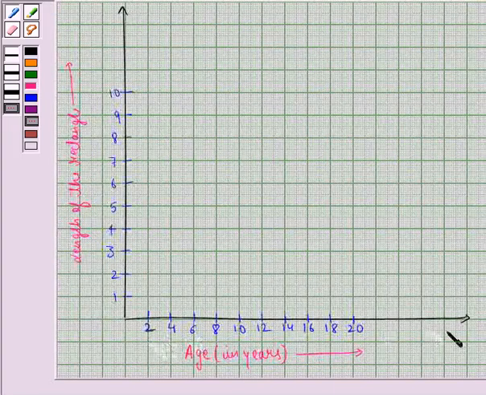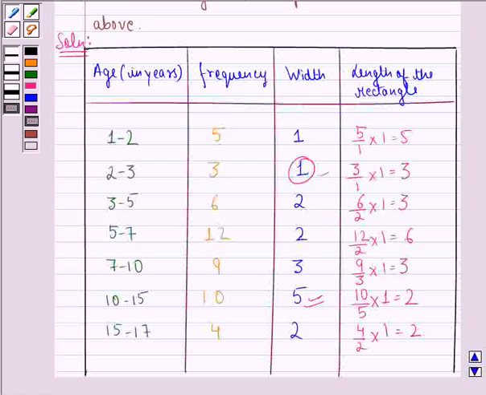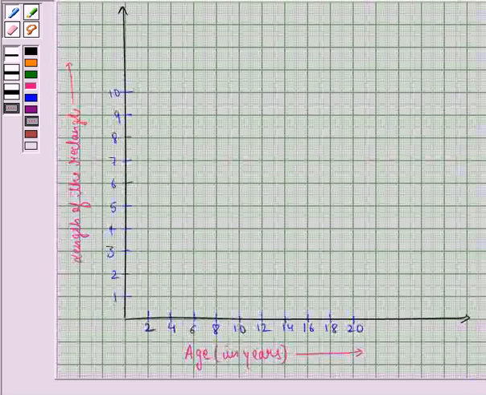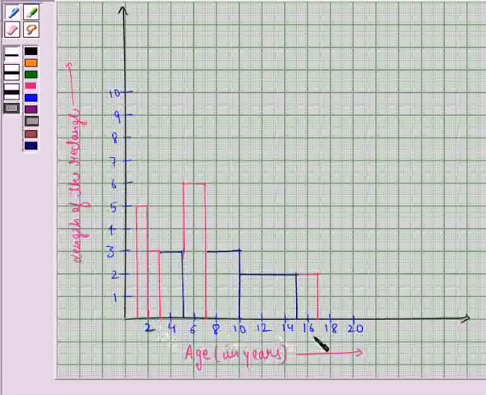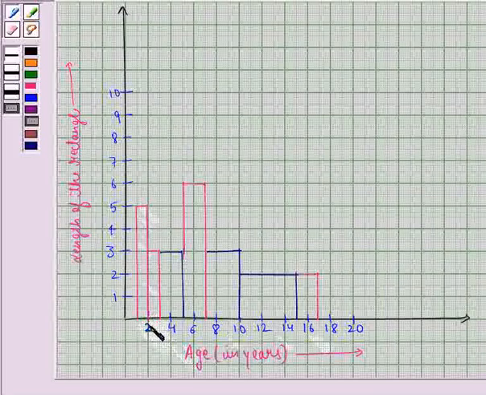Here on the x-axis, we've taken the age in years. On the y-axis, we've taken the length of the rectangle. So now with this data, let us draw a histogram. So this is the required histogram. Here we see that when age in years is 1 to 2, then length of rectangle is 5. When it is 2 to 3, the length of rectangle is 3, and similarly for others.